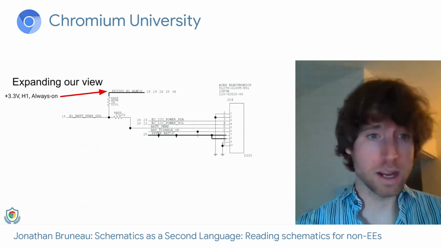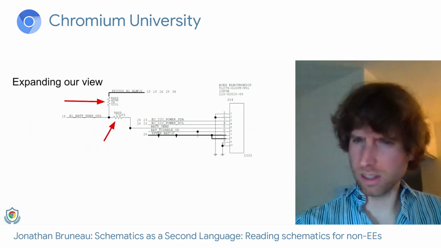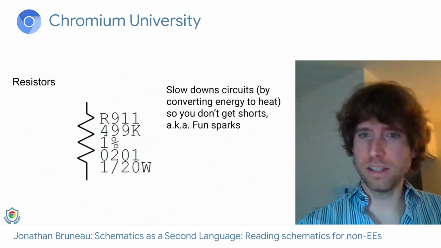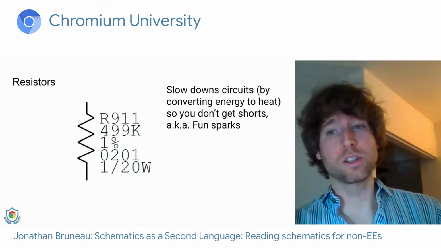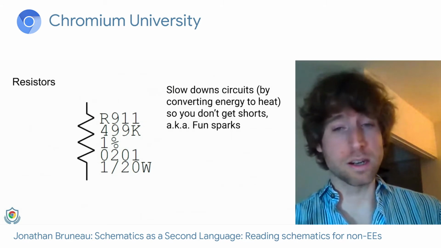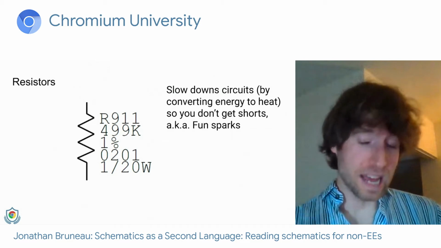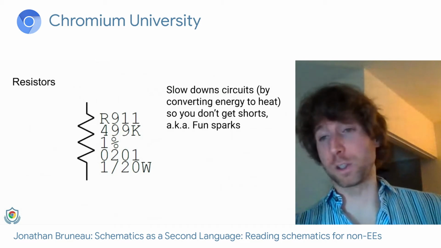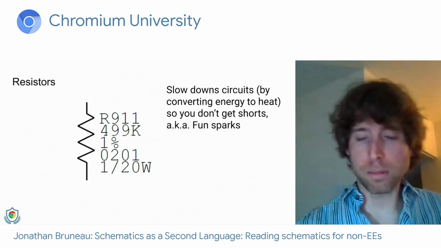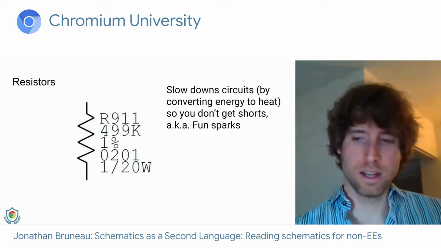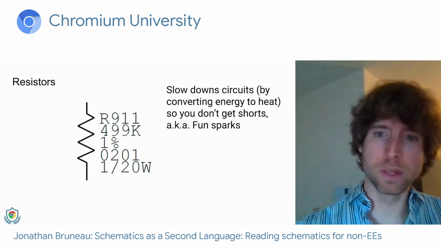Okay, cool, great. What are these squiggly lines here? These are referred to as resistors, and their sole purpose in life is to slow down circuits by converting energy into heat. If we didn't have these, we would have just a lot of fun sparks in our Chromebook, which I would argue is an awesome product, but probably not the best way to make a computer.